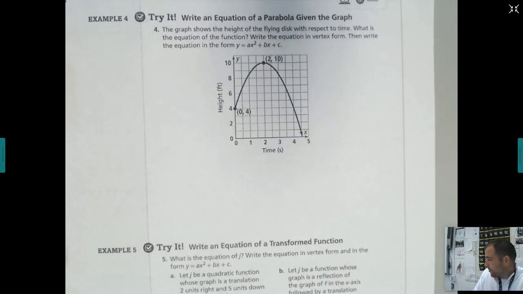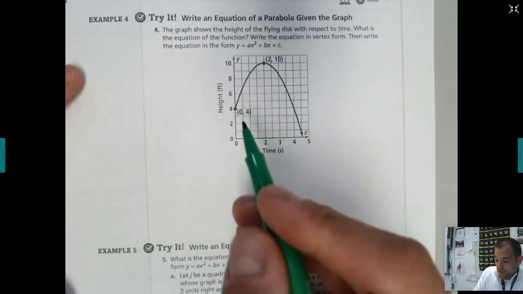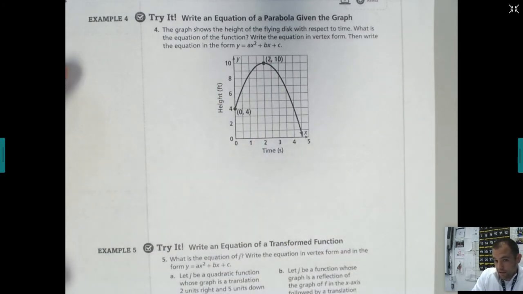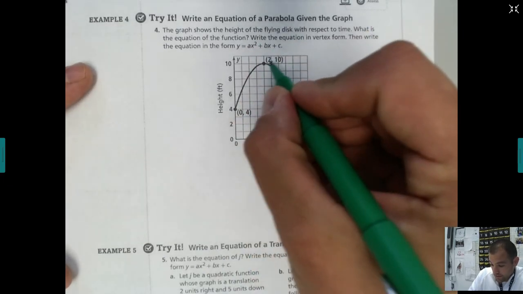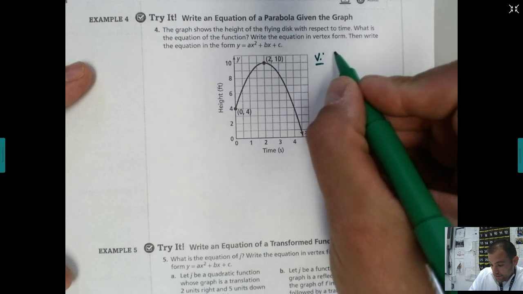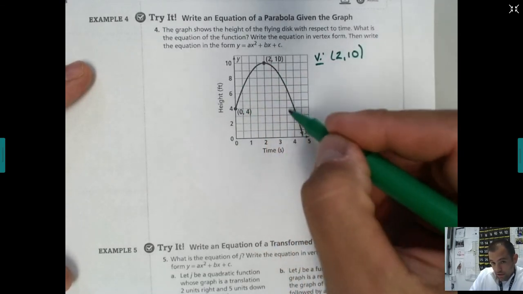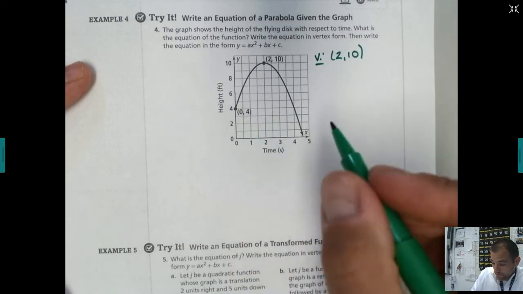Look at this picture. We were given a graph, right? We have this point down here, and we have this point up here. One of these points is the vertex. It's either the max or min, right? Which in this case is a max. So this problem has given us a vertex of (2, 10), where the graph starts to turn. It also gave me a random point of (0, 4).